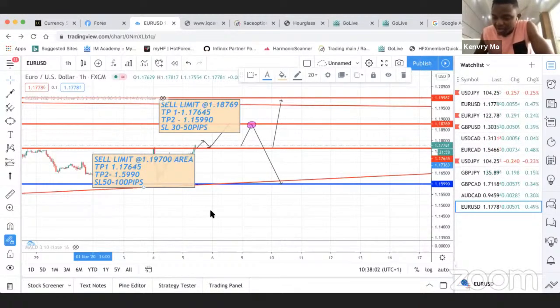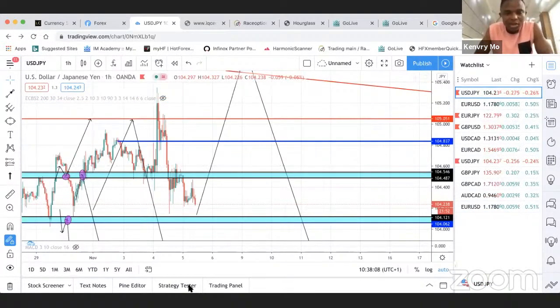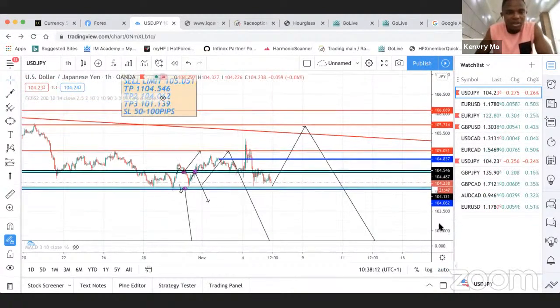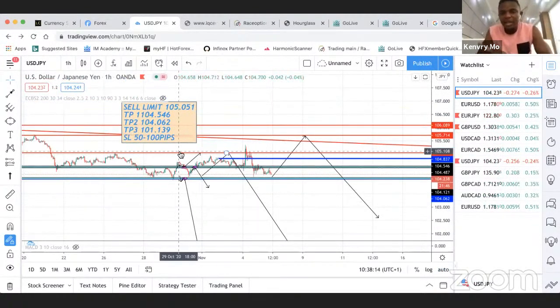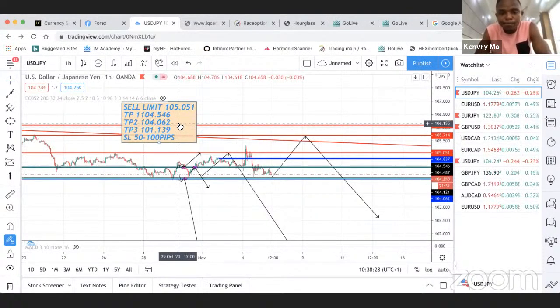This is the trade that is running. So I'll show you USD JPY. I called USD JPY and it was clean. Look at how clean it was. I want you guys to bear me witness. Did I call the same thing you're seeing that I did now? Who got this trade? How many of you were on the session when I called this trade?